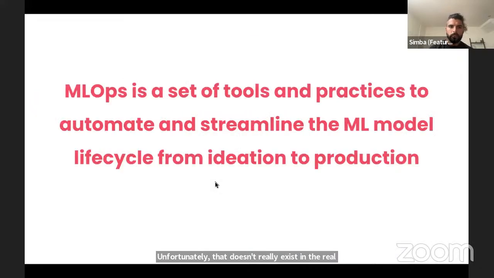And so MLOps was created to solve this. MLOps is a set of tools and practices to automate and streamline the model lifecycle from ideation all the way to production.